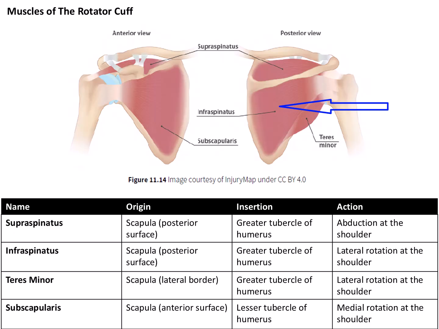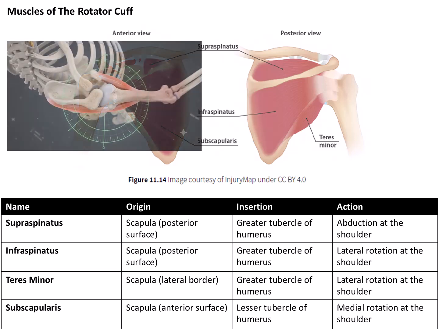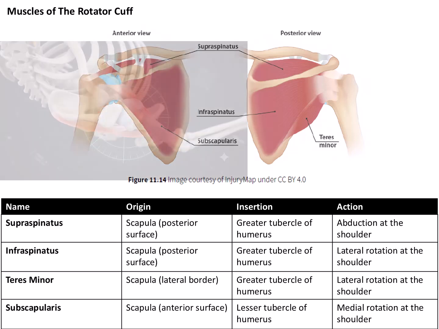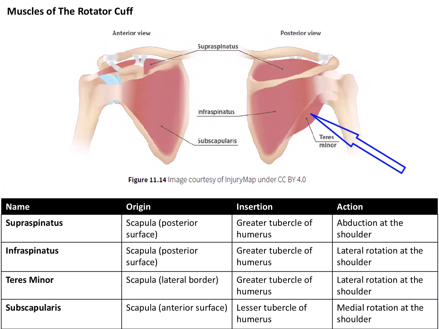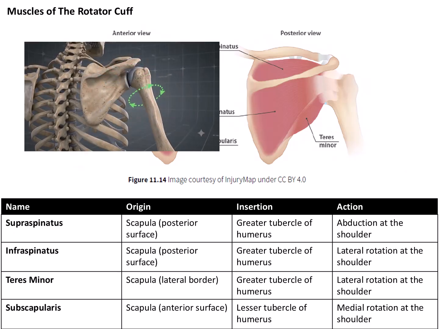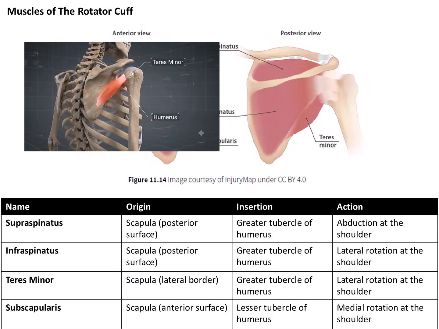The second muscle of the rotator cuff is infraspinatus. This muscle is below the spine of the scapula. It originates on the posterior surface of the scapula and inserts on the greater tubercle of the humerus. When this muscle contracts, it causes lateral rotation of the humerus. The third muscle is teres minor. This muscle originates on the lateral border of the scapula and inserts into the greater tubercle of the humerus. When this muscle contracts, it also causes lateral rotation of the humerus.